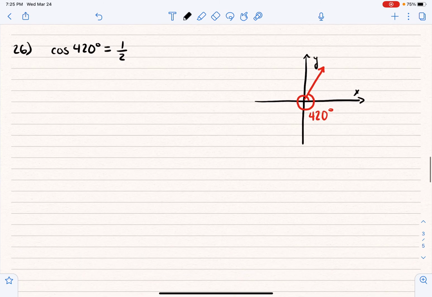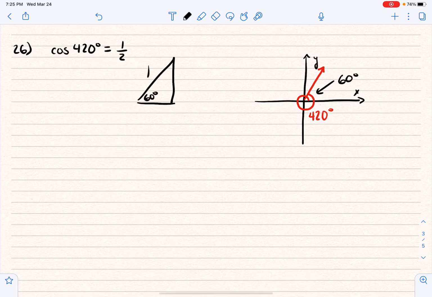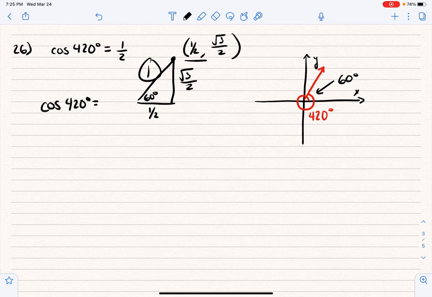Okay, 26. 420. You got to go all the way around, and then this reference angle right here is 60 degrees. Draw that special right triangle, so you got 60 degrees right here. Hypotenuse is 1, short side is 1/2, longer leg is square root of 3 over 2. That's the coordinates of this point, 1/2, square root of 3 over 2. And cosine is x over r. And so therefore cosine of 420 is equal to x, which is that 1/2, over r, which is 1. So therefore I get 1/2.